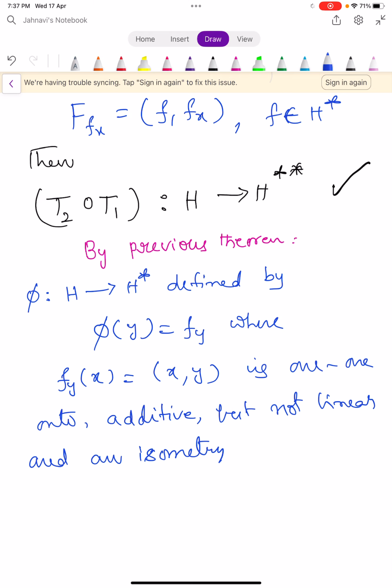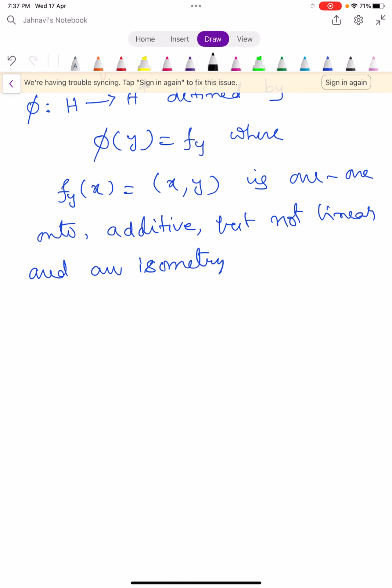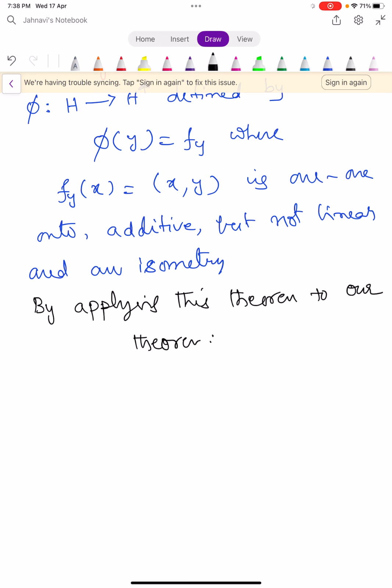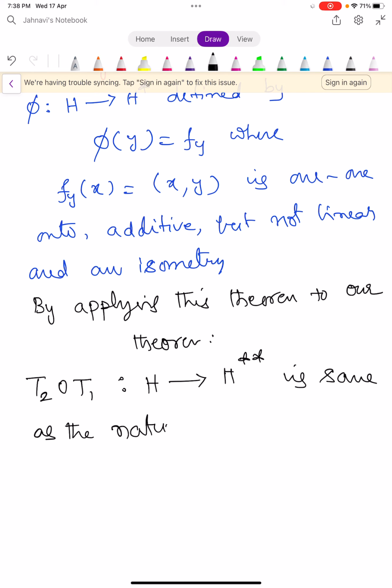So by applying this theorem to our present theorem, we conclude that T2 circle T1 that maps from H to H double star is the same as the natural embedding capital J. It means T2 circle T1 is the same as the mapping J. Finally, we conclude our proof. We show that J is equal to T2 circle T1.